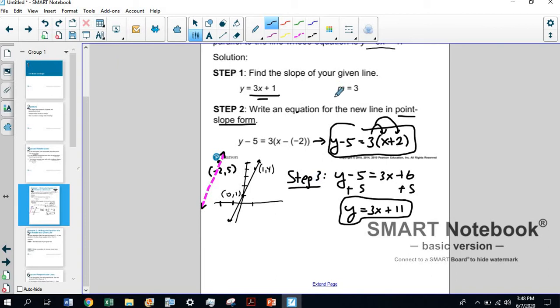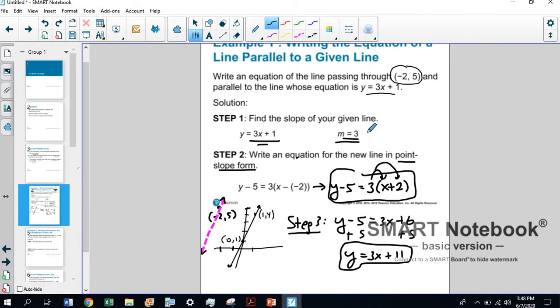So the key is that your original line has a slope of 3, and so you've got to use the slope of 3 and the new point. Okay, this line has nothing to do with anything except giving you the slope. So here's a second problem for you to do. As before, I'm going to pause the video, or you guys pause the video.